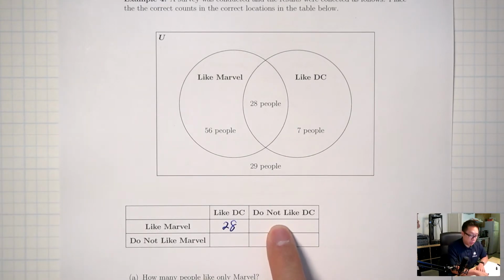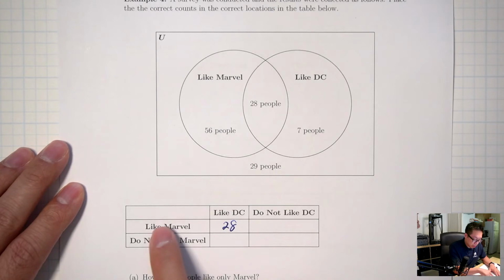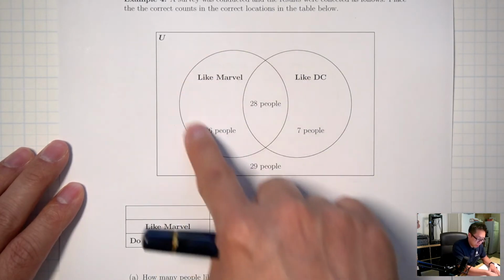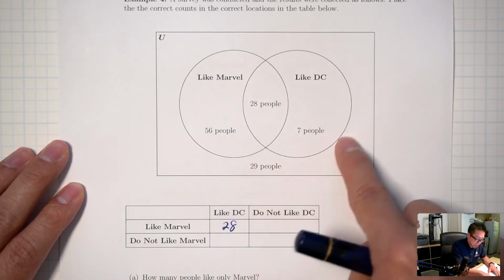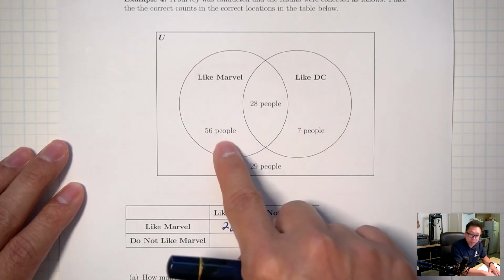This box here is do not like DC, so outside DC, like Marvel, inside Marvel. So what number is outside DC, inside Marvel? Or just flip it around. Inside Marvel, outside DC. So inside Marvel, outside DC would be the 56.